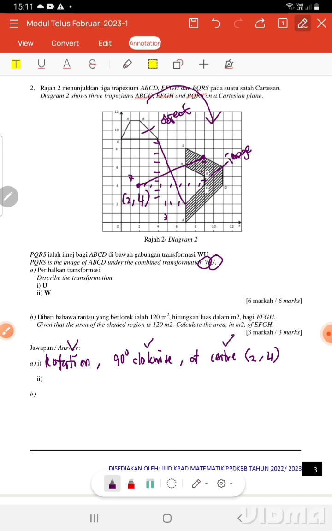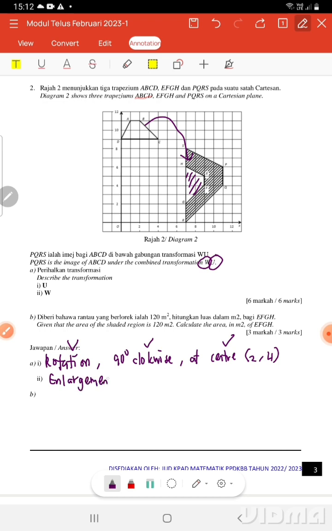So next we want to find what happened for the transformation W. Let me erase first so that you will not get confused. You can do the same thing in your exam paper when you answer this question. Make sure your calculation, all this you write by using a pencil so that you can erase. So next W, what happened? We know from this one to this one, getting bigger, so of course enlargement.